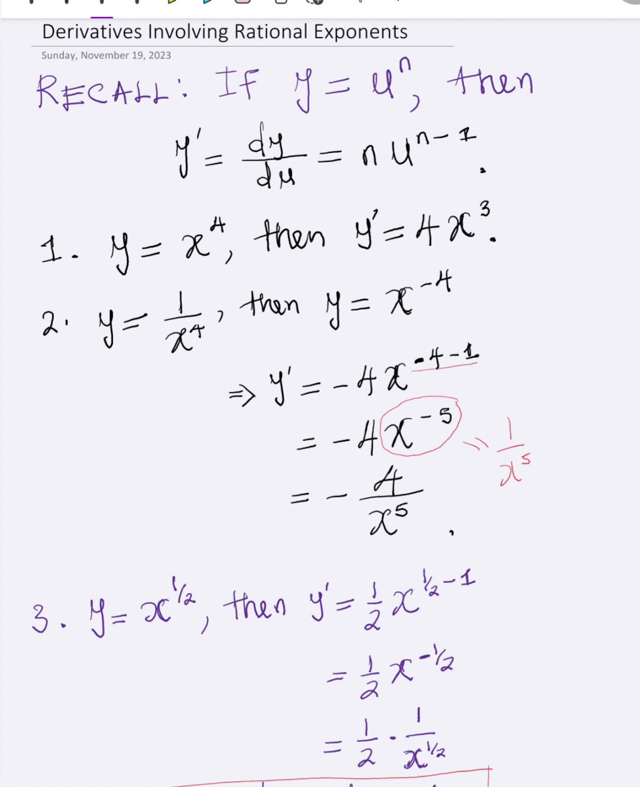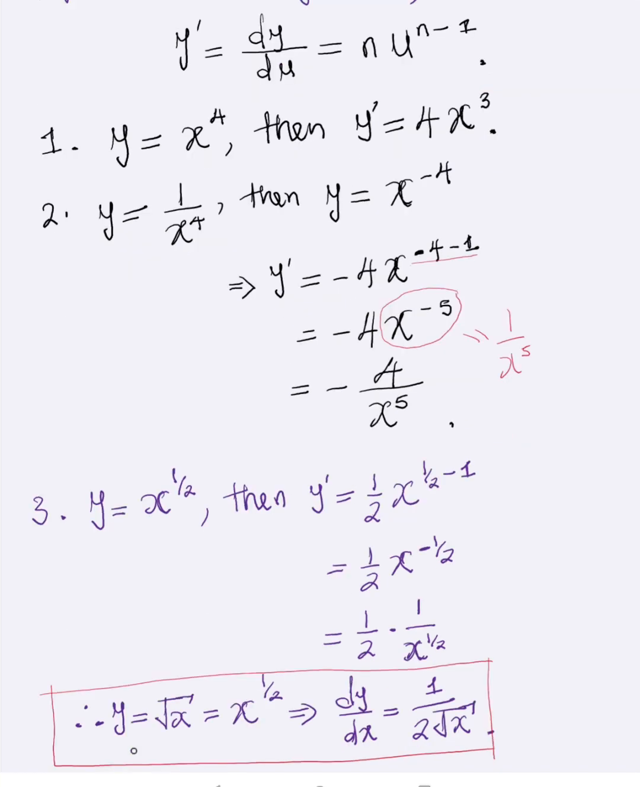Now, if we have a rational exponent, for example, 1 over 2, first of all, you drop the power, which is 1 over 2, multiply by x, and then 1 over 2 reduced by 1 is negative half. And x to the power negative half can be written as 1 over x to the power half, which is just the square root of x. So in simple terms, if you have y equal to the square root of x, we can write it as x to the power half. So its derivative is 1 over twice the root of x.